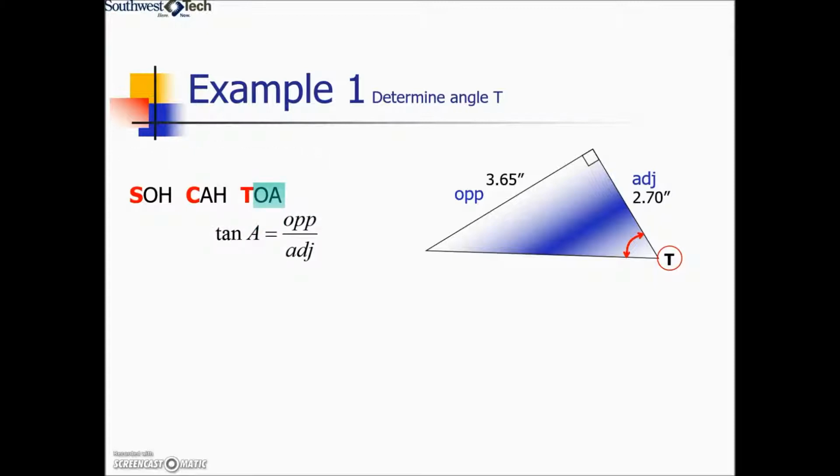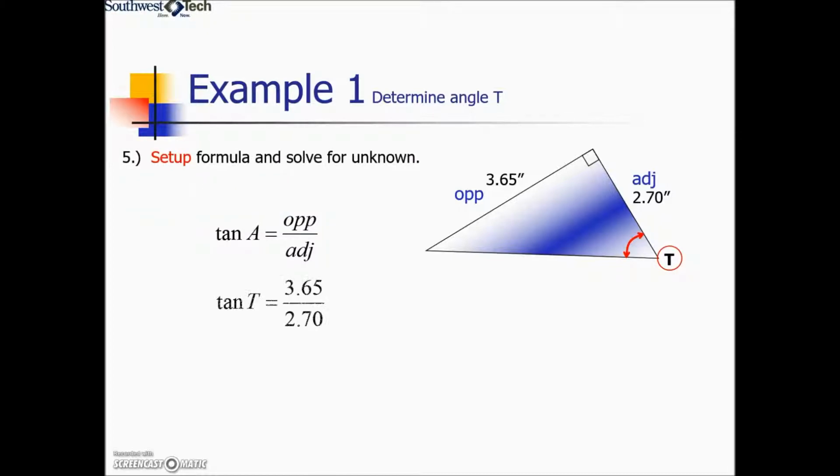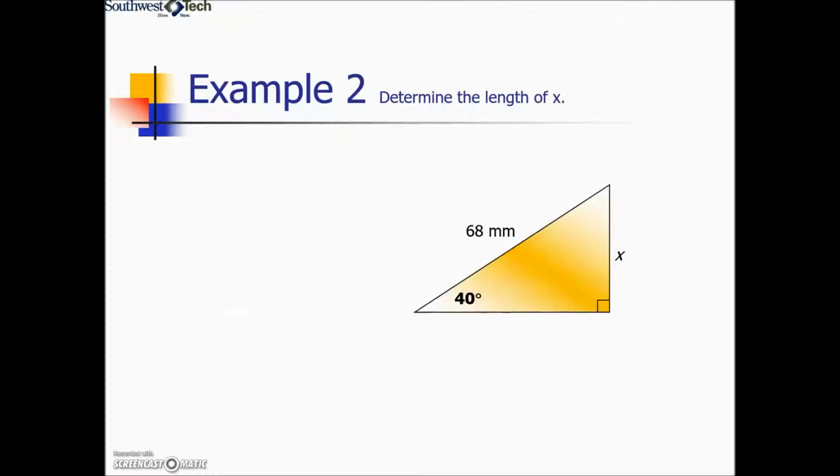Replacing what we know for those values, we'll set up our formula. We don't know the angle, but we do know opposite and adjacent. We can replace that fraction with a decimal. And because we have our answer and we're looking for where it originally started, we'll do our inverse tangent, and hopefully you will agree that the answer is 53.5 degrees.